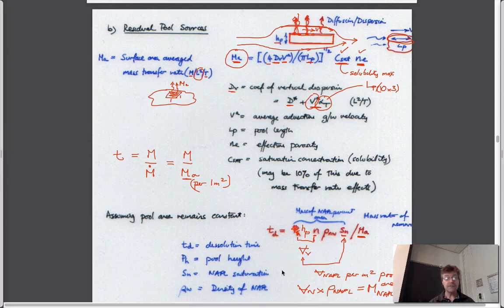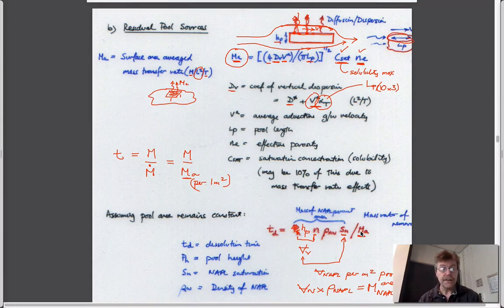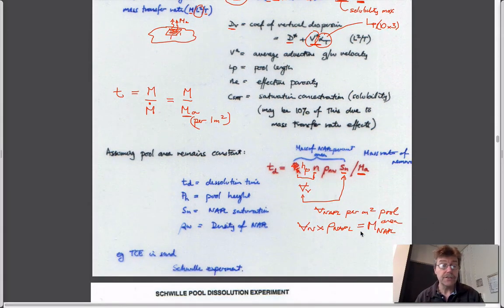So that's all this expression is. The numerator is just the mass of NAPL. The volume of the voids multiplied by saturation is the volume of the NAPL, multiplied by the density of the NAPL is the mass of the NAPL. And if you divide through by how quickly you remove it per square meter, that gives you how long it takes to get rid of it. And it's the same calculation as before.